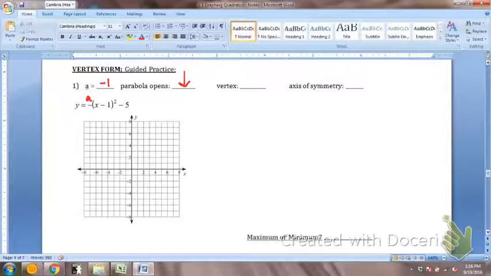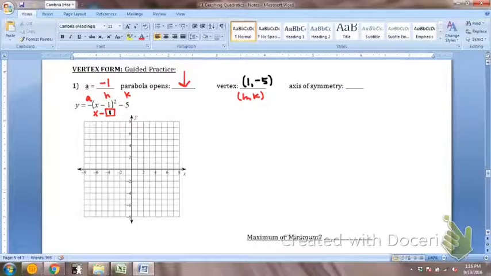Again, the vertex is just identifying what the h and k value are. If I look at my equation, this is my h, this is my k. What do we have to be careful about with h? It's really the opposite. This is really x minus whatever your h value is, which is a 1. So it's actually 1. What's our k value? Negative 5. You keep the same value for your k.